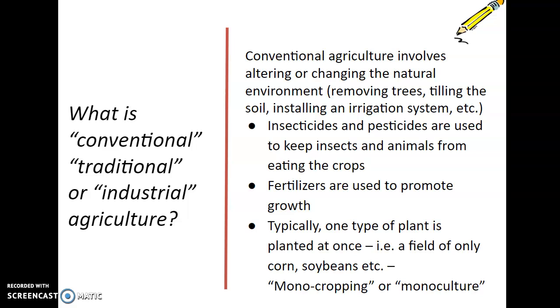We're also using insecticides and pesticides to keep insects and animals from eating the crops. Fertilizers are used to promote growth, and typically only one type of plant is planted at once. So if you're driving up way north of Charlotte, maybe into a more rural area, you'll see that there will only be fields of corn or fields of soybeans or cotton, whatever. These are called monocropping or monoculture. So that means we're only planting one type of plant.